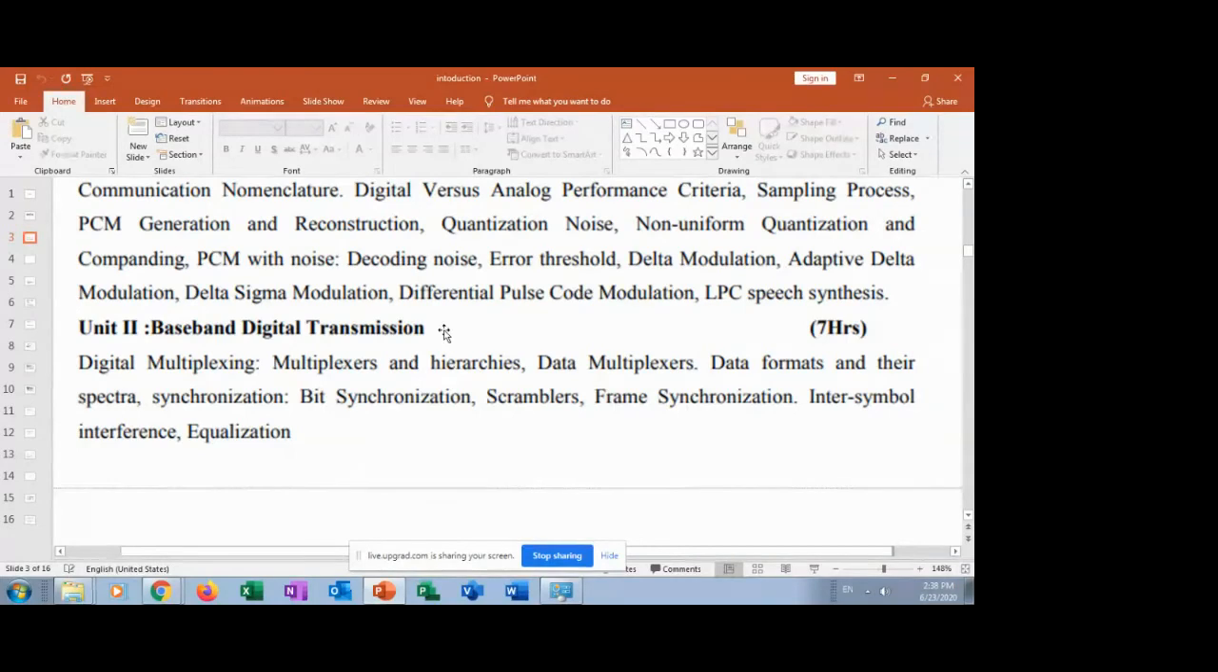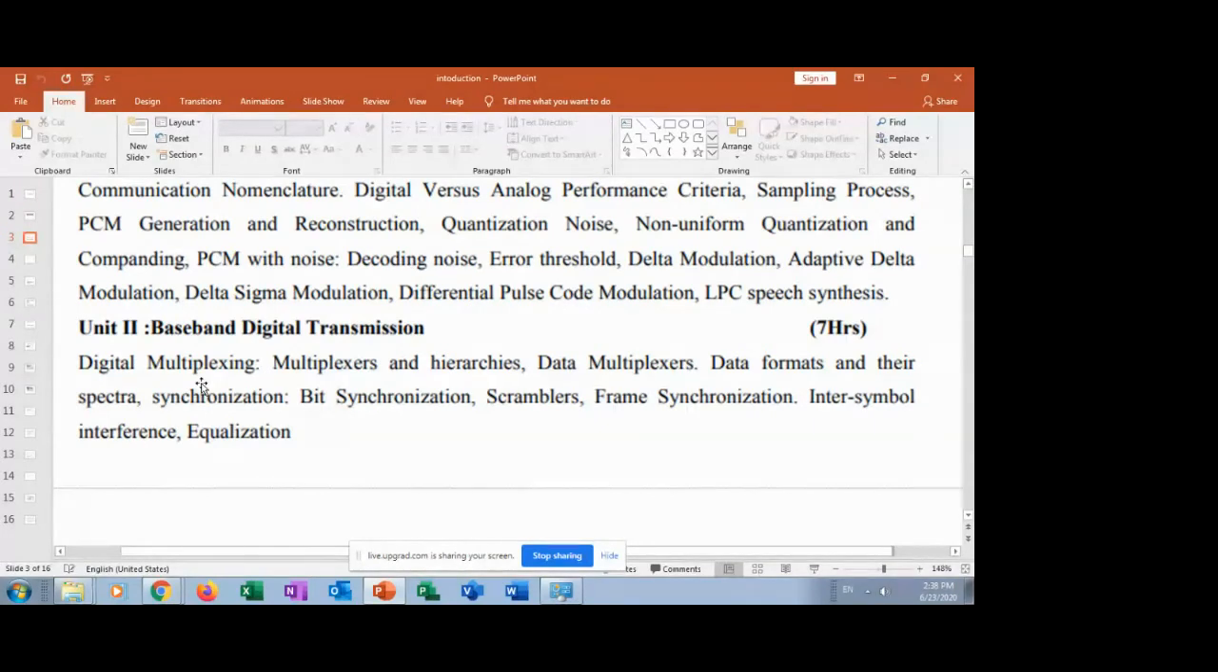As we know, in analog communication, the information signal or baseband signal, we use different names like message signal, information signal, baseband signal. But here in digital communication, the baseband signal is nothing but binary form, 1s and 0s. Fine. So in unit number 2, the topics are multiplexing, multiplexer, and hierarchies. Multiplexing, we already know the concept.